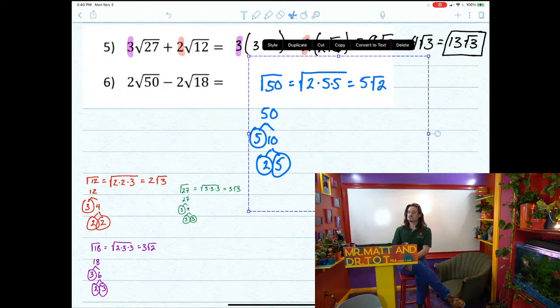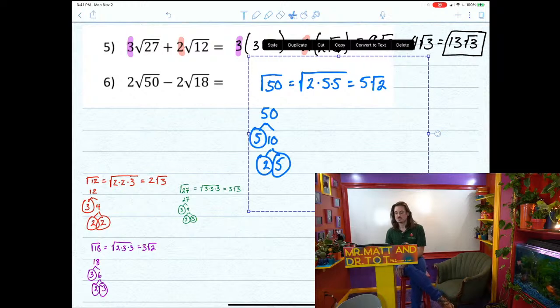is the same thing as the square root of 2 times 5 times 5. Because 50 reduces into 5 times 10, 5 is prime, but 10 is not. 10 breaks down into 2 times 5, so the prime factorization of 50 is 2 times 5 times 5. Because there's two 5s underneath the square root, we can pull one 5 outside for every 2 underneath. And so this is going to turn into 5 root 2.